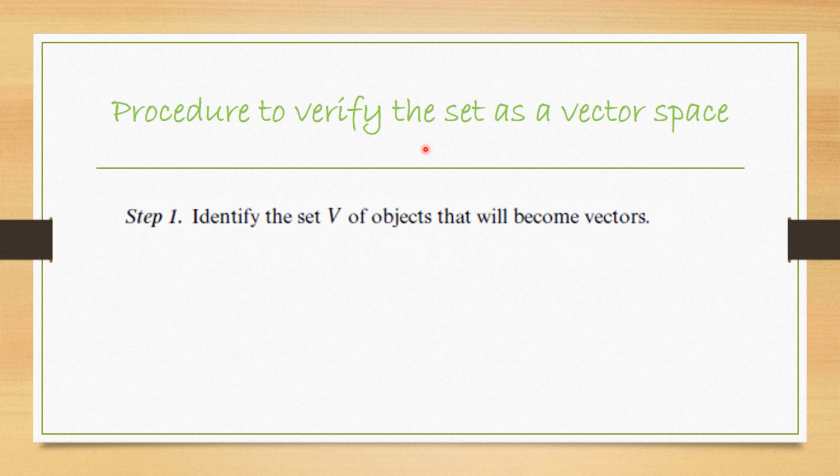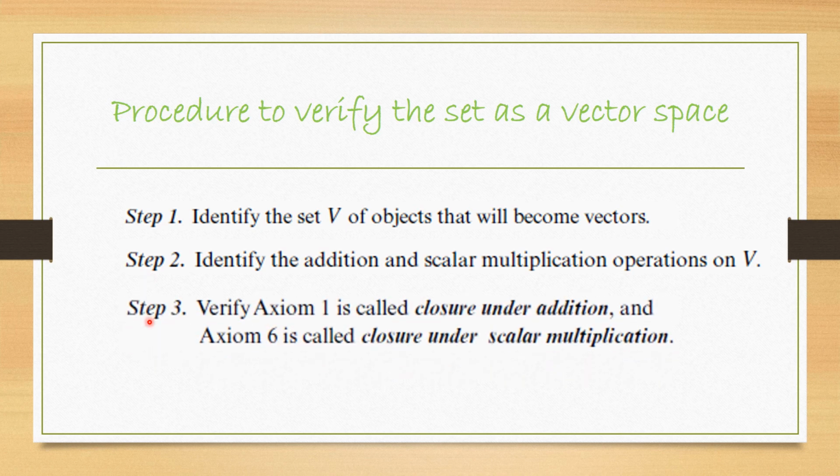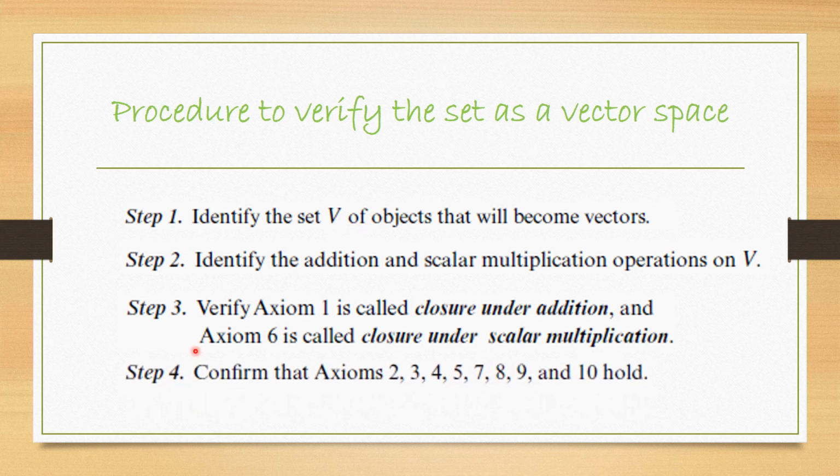Procedure to verify the set as a vector space. Step 1. Identify the set V of objects that will become vectors. Step 2. Identify the vector addition and scalar multiplication operations on V. Step 3. As a first step, we have to verify closure under addition and closure under scalar multiplication by checking the axioms 1 and 6. If any one fails, then V cannot be a vector space.